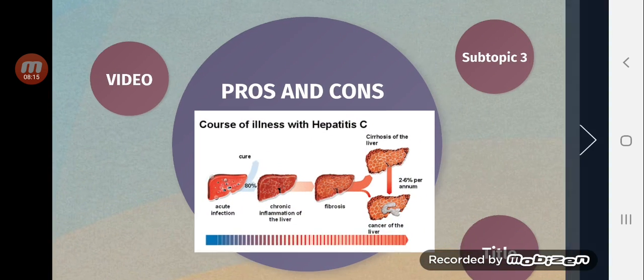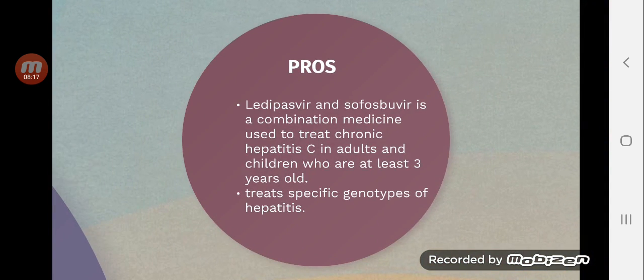Pros and cons. Pros. Ledipasvir and Sofosbuvir is a combination medicine used to treat chronic hepatitis C in adults and children who are less than 3 years old. It targets a specific genotype of hepatitis.